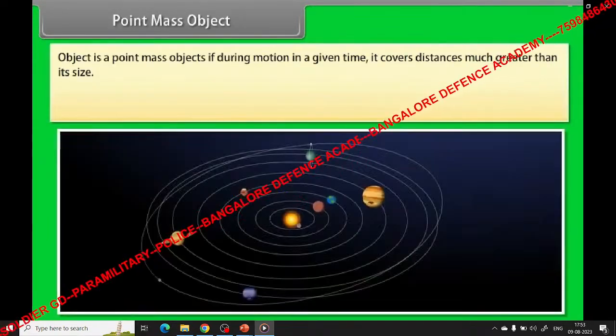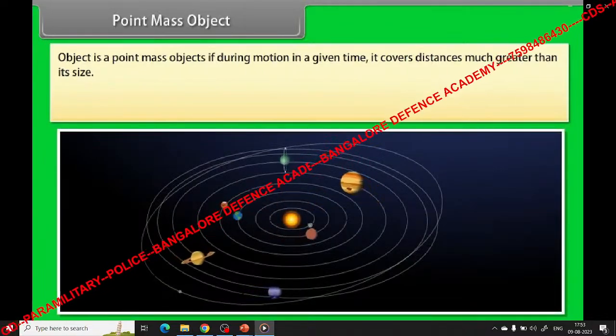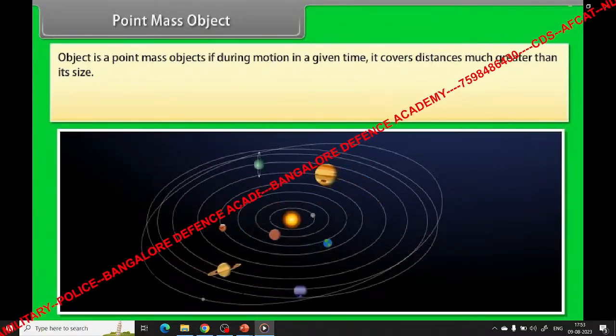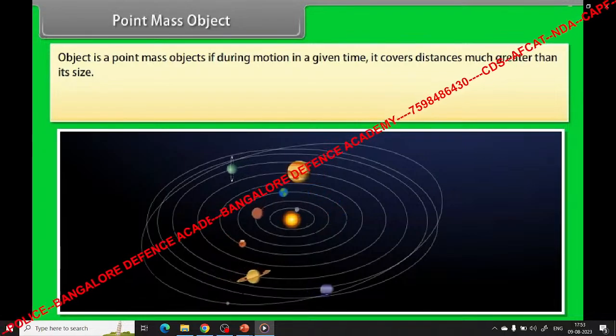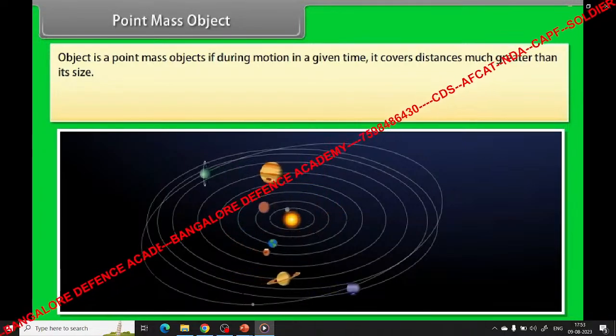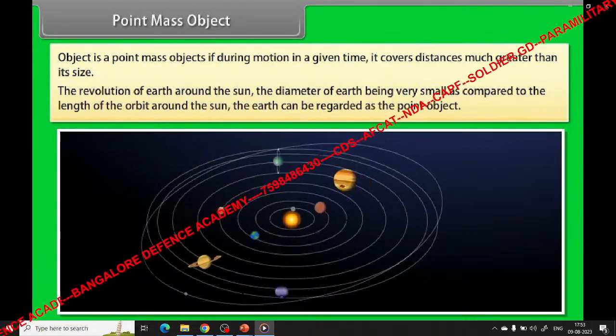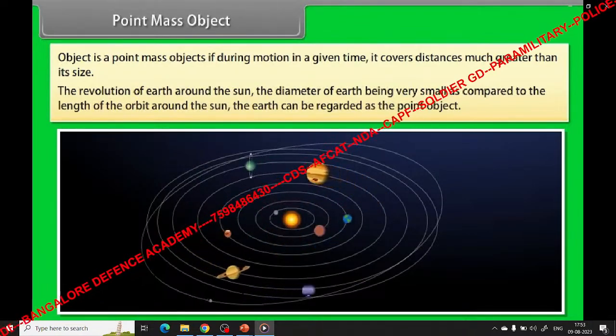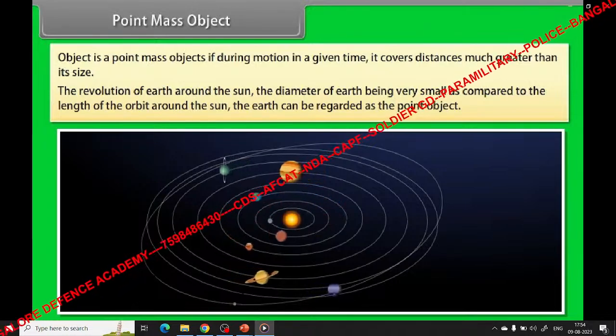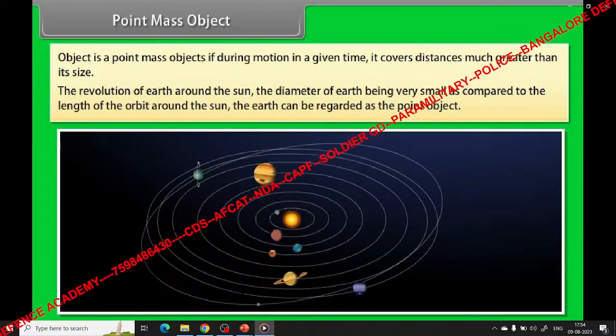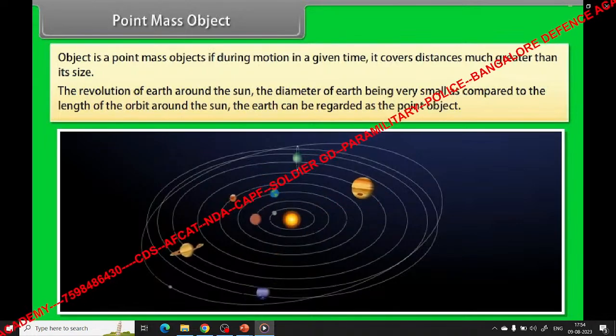Point mass object. An object is a point mass object if during motion in a given time it covers distances much greater than its size. Example: the revolution of Earth around the Sun. The diameter of Earth being very small as compared to the length of the orbit around the Sun, the Earth can be regarded as a point object.